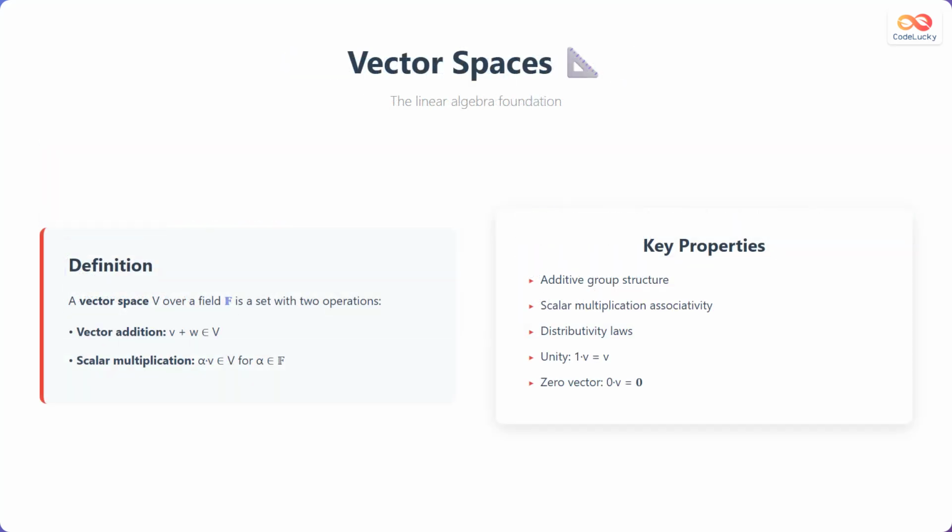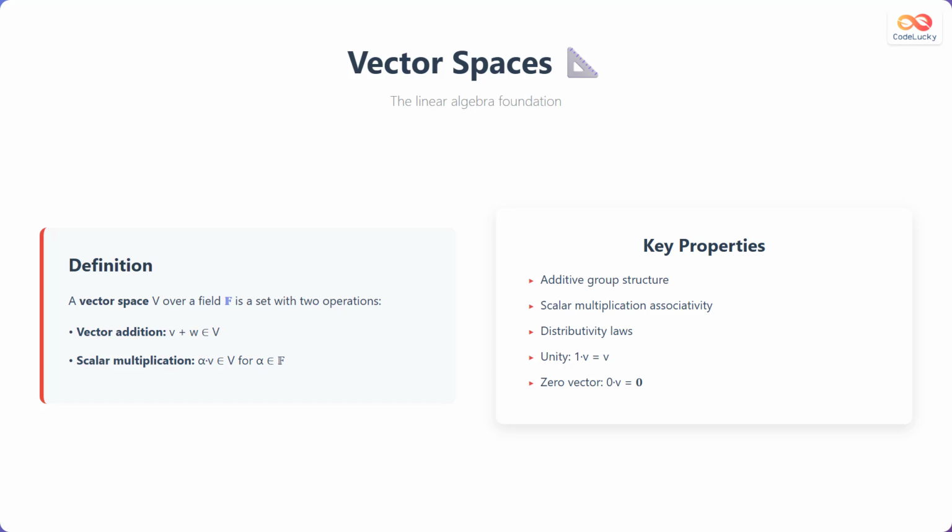Now let's transition to the concept of vector spaces, which is a fundamental concept in linear algebra. A vector space, typically denoted as V over a field denoted by the symbol F, is a set equipped with two operations: vector addition and scalar multiplication. Vector addition combines two vectors in V to produce another vector in V, and scalar multiplication multiplies a vector in V by a scalar from the field F, resulting in another vector in V.